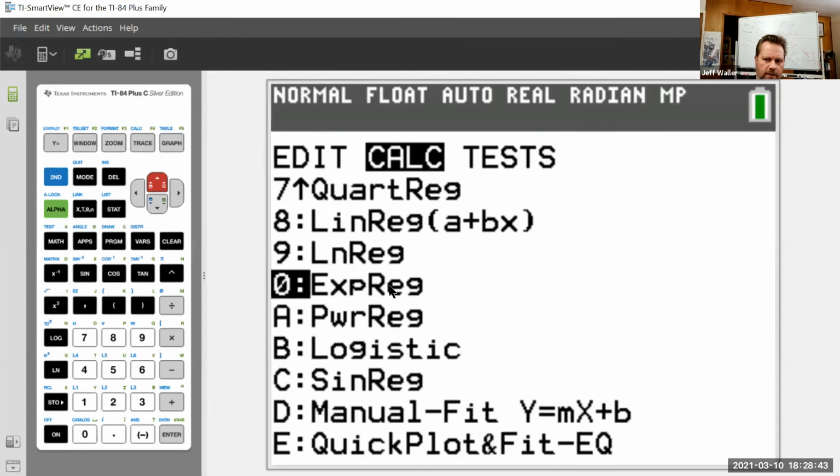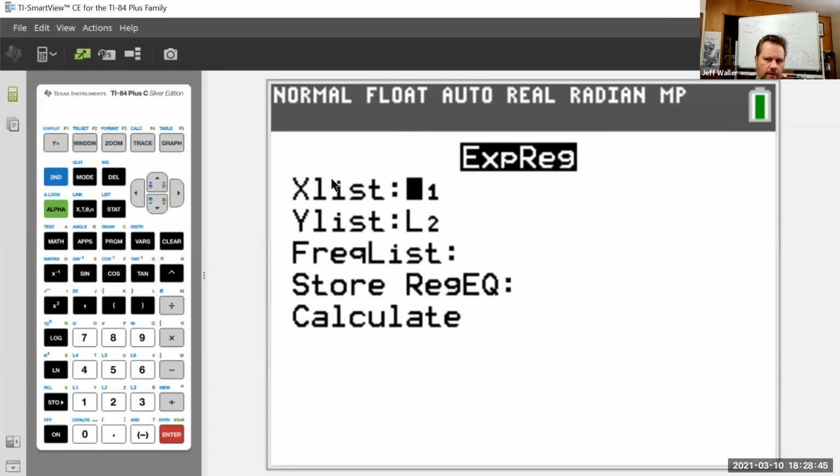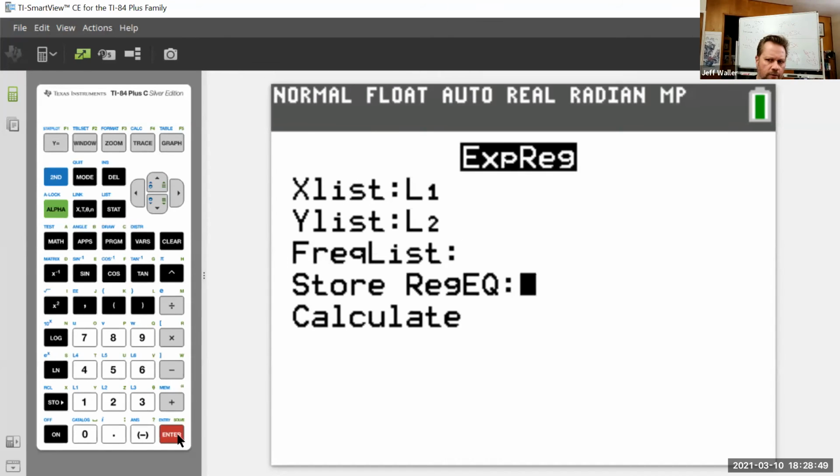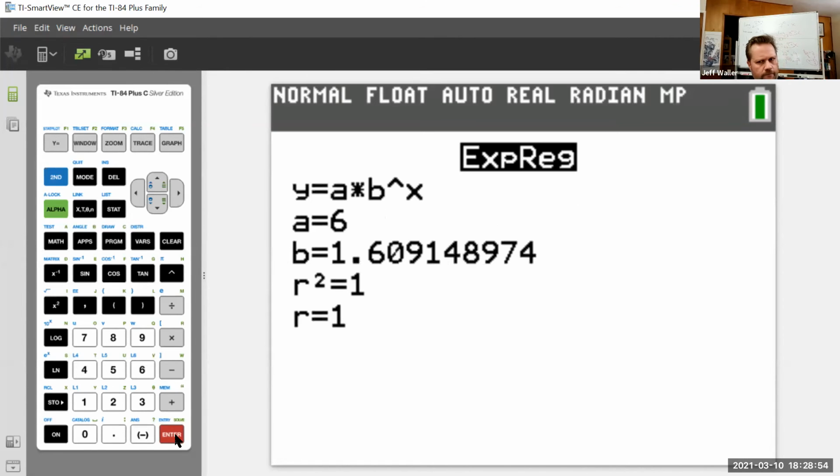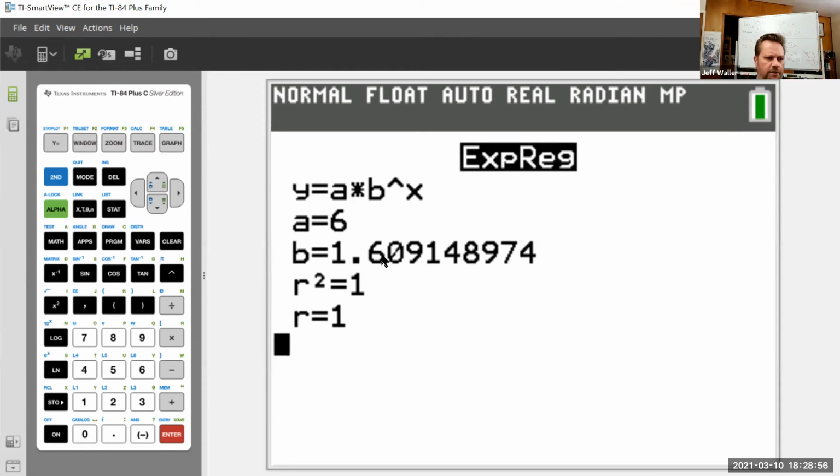So I just picked the X reg. X list is L1, Y list is L2. Don't worry about the other stuff. Calculate. Now, of course, you're not getting the same answer because I just put other points in there. But did yours come up with an answer?